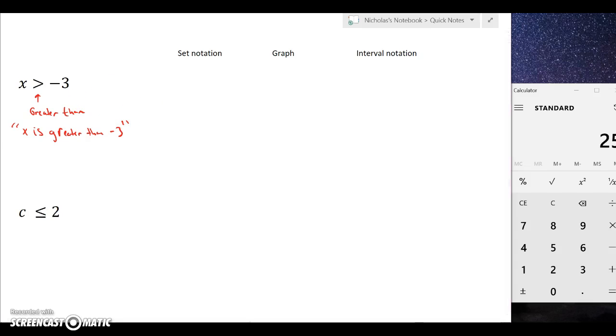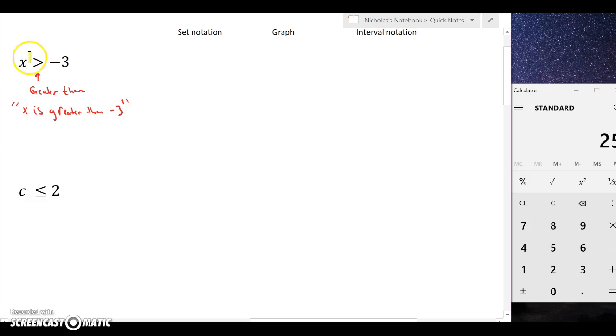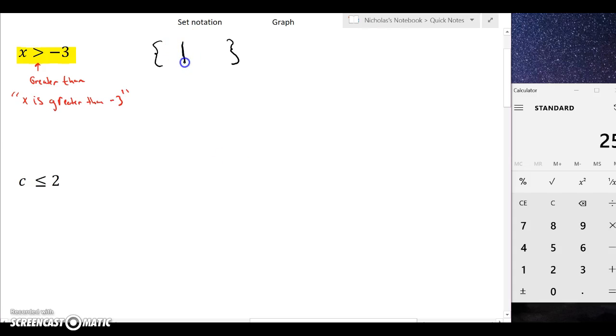So now to write the solution set, we're just going to take what we have over here and put it in some mathy notation to let us know that we're not just dealing with one number, we're dealing with a whole bunch of numbers, right? Because x can be anything greater than -3, so it could be -2, -1, whatever. So this is how we write the set notation, and this means the set of, and this bar in the middle I like to think of as meaning such that.